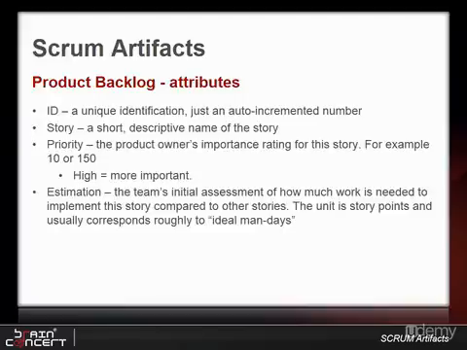Let's describe the product backlog's attributes. First, ID. This is to avoid losing track of stories when we rename them. 2. Story. For example, see the list of accounts. Clear enough so that developers and the product owner understand approximately what we are talking about and clear enough to distinguish from other stories.